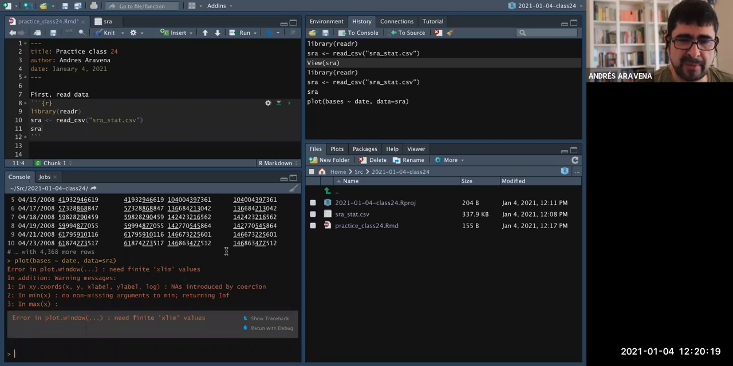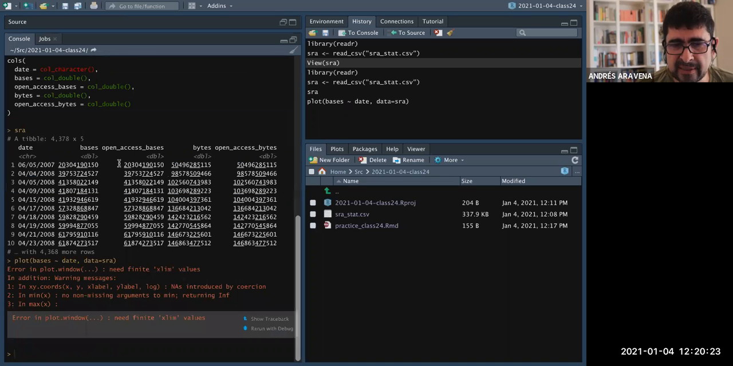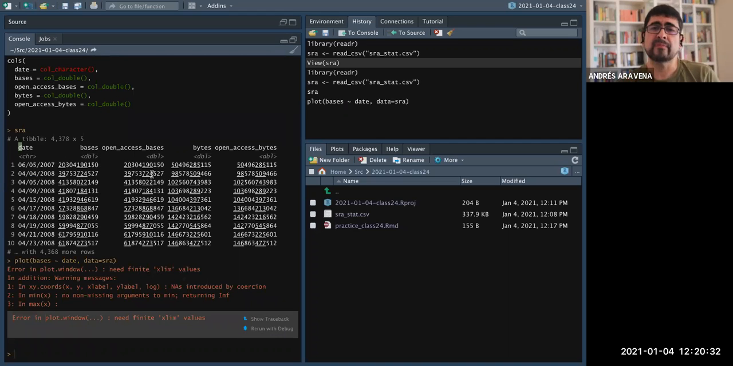Okay, I will tell you what happened here. What happened is that the plot works with numbers, but not with characters. Date here is character. So there are two options. Well, there are many options, but the two options that I have in my mind. The easy one is that we add a column with the serial number. But probably the most correct is this one.